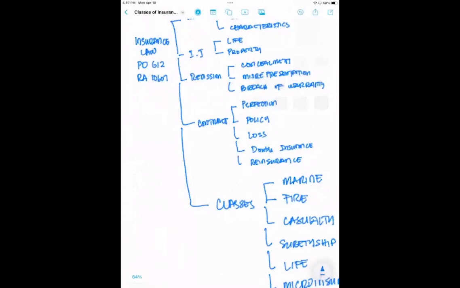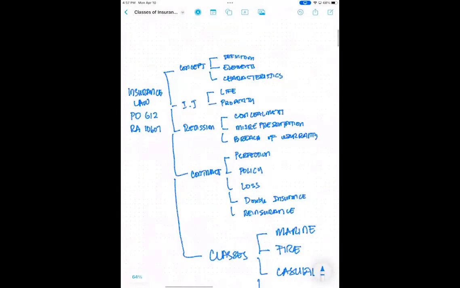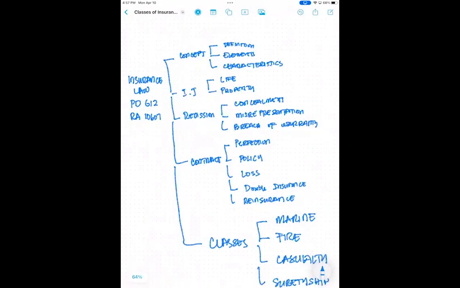But before we dive in, let me share my screen once again. All right, so this is the presentation for today's topic. To summarize what we have covered so far, this is the summary of insurance law. We can break this into five major topics.